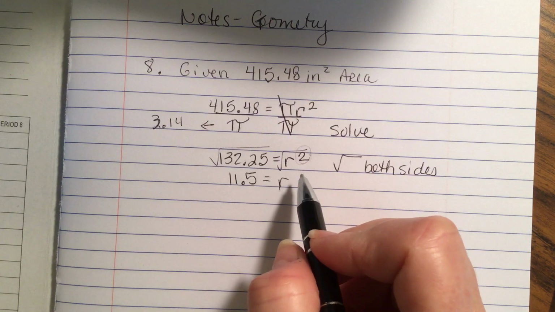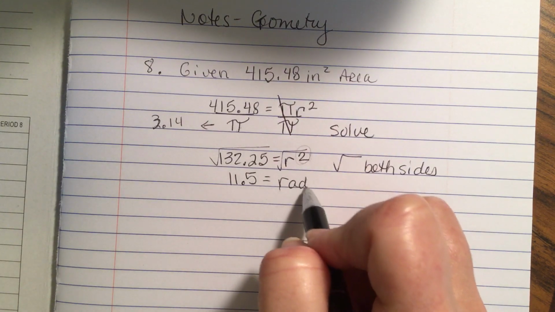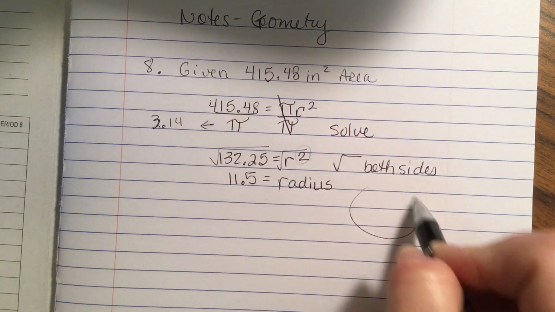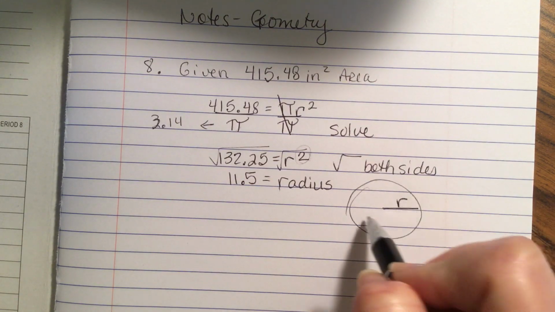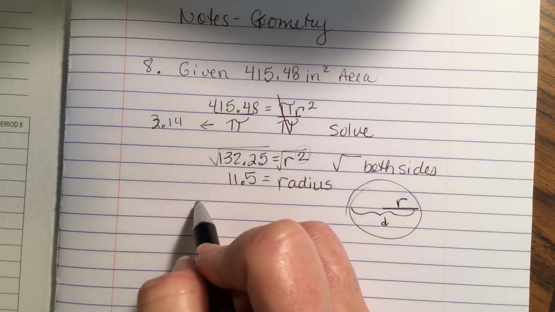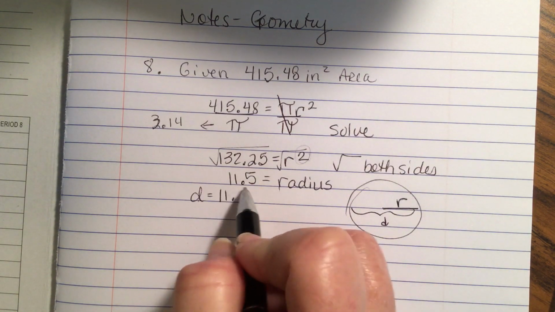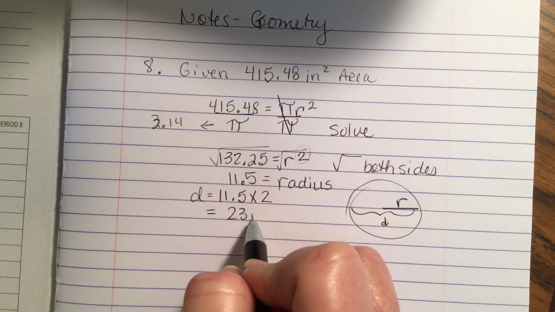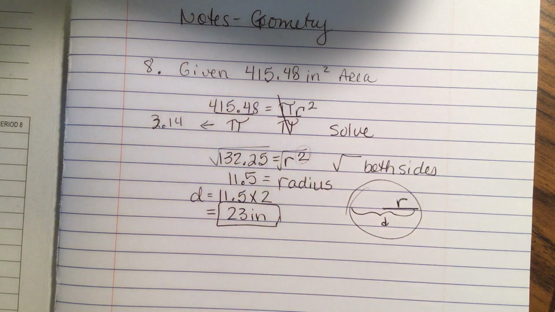This particular one asks for the diameter. So if this is the radius, remember for a circle, radius is half, diameter is the whole thing. So my diameter is going to be 11.5 times 2, which gives you 23 inches. So if we're given area, that's how we're going to find radius and diameter.